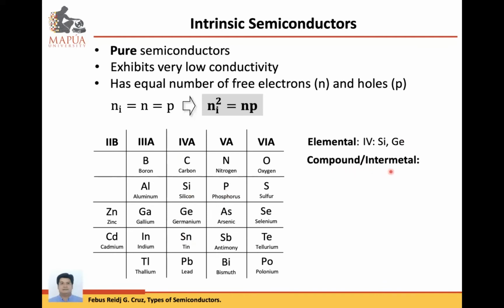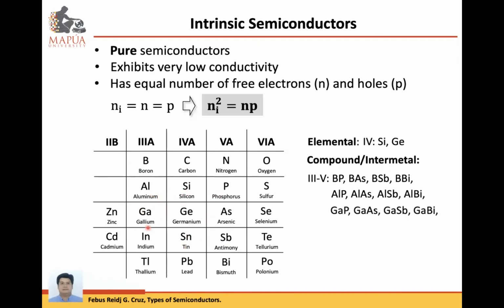Then for the compound and the intermetal, we have several examples. What we need to combine is the elements that will produce a stable compound, a compound with 8 valence electrons. So we can mix group 3A with group 5A. You can have boron mixed with phosphorus, arsenic, antimony, and bismuth. So you have boron phosphide, boron arsenide, and so on. Pwede mo siyang i-matrix. Similarly, you can have the aluminum compounds. I-matrix mo rin dito.